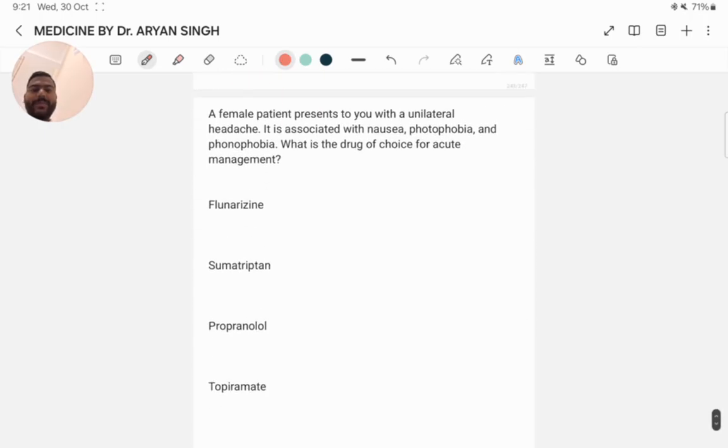Next question. A female patient presents to you with a unilateral headache. It is associated with nausea, photophobia, and phonophobia. What is the drug of choice for acute management? Prochlorperazine, sumatriptan, propranolol, or topiramate. Here the best answer is sumatriptan because the clinical vignette suggests an acute attack of migraine, and the drug of choice for acute management is sumatriptan.